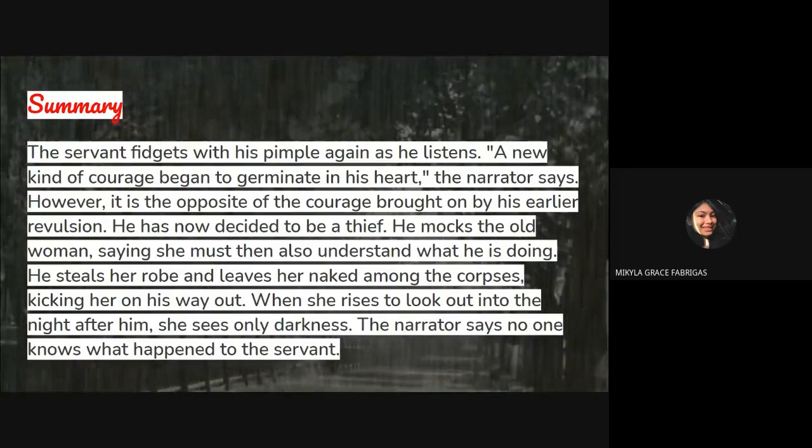The servant fidgets with his pimple again as he listens. A new kind of courage began to germinate in his heart, the narrator says. However, it is the opposite of the courage brought on by his earlier revulsion. He has now decided to be a thief. He mocks the old woman, saying she must then also understand what he is doing. He steals her robe and leaves her naked among the corpses, kicking her on his way out. When she rises to look out into the night after him, she sees only darkness. The narrator says no one knows what happened to the servant.